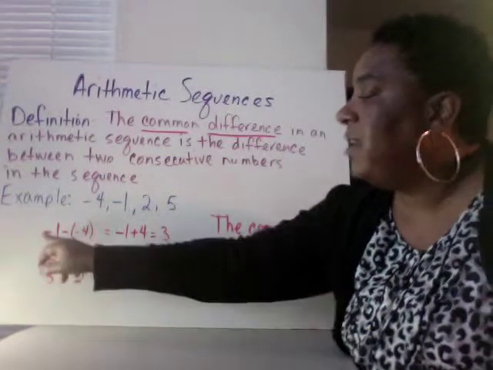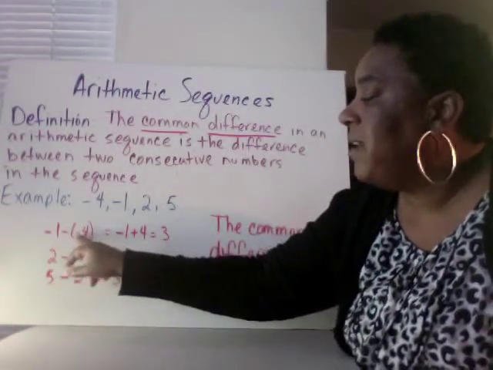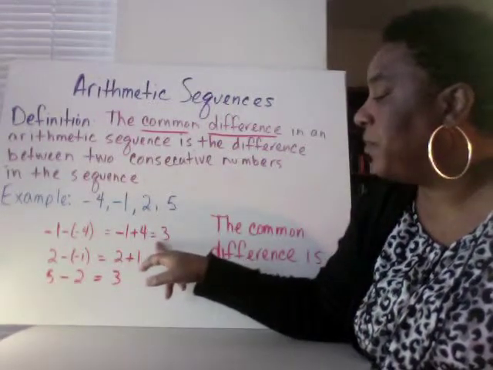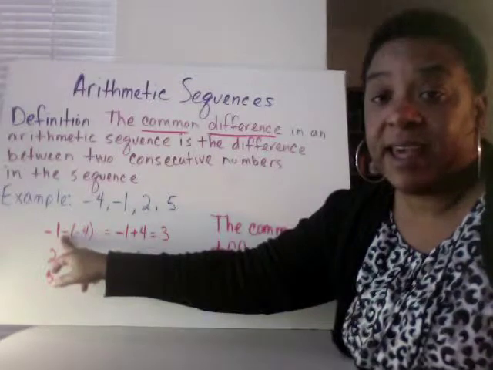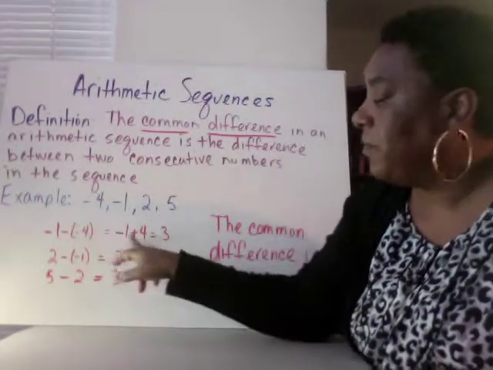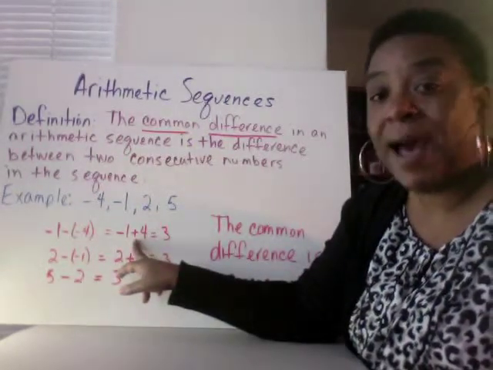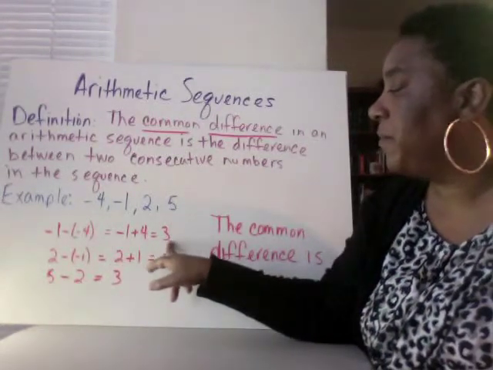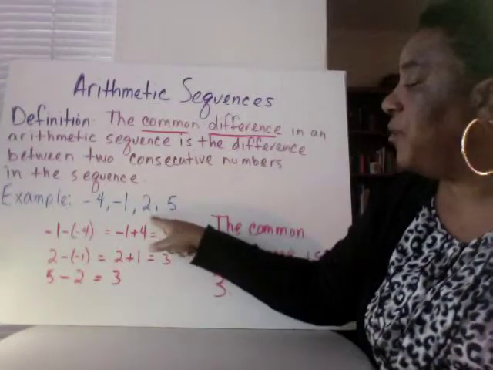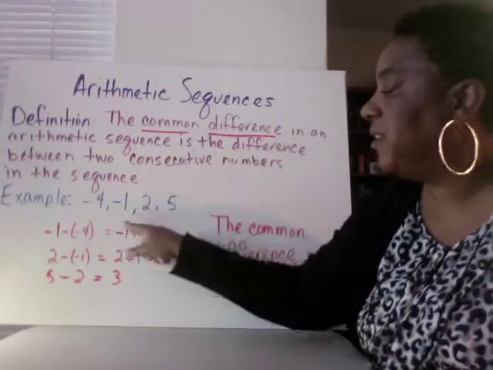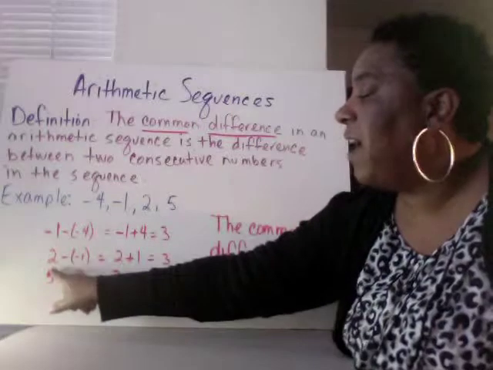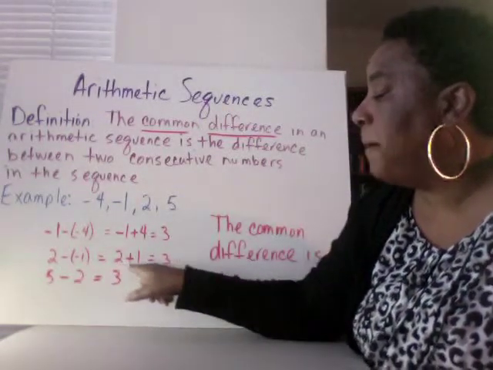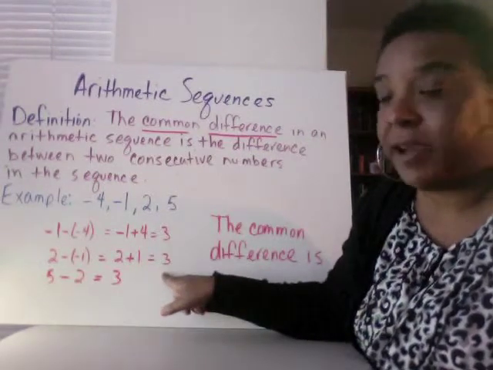So we write -1 minus -4 equals -1 plus 4 equals 3. Remember that when we have two negatives beside each other, the operation becomes positive. And so that's why we have -1 plus 4 equals 3. Now looking at the next two numbers, -1 and 2, we want to look at the difference between them. So we have 2 minus -1 equals 2 plus 1 equals 3.